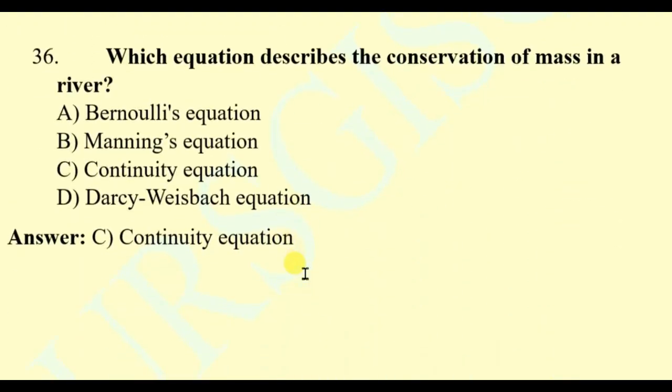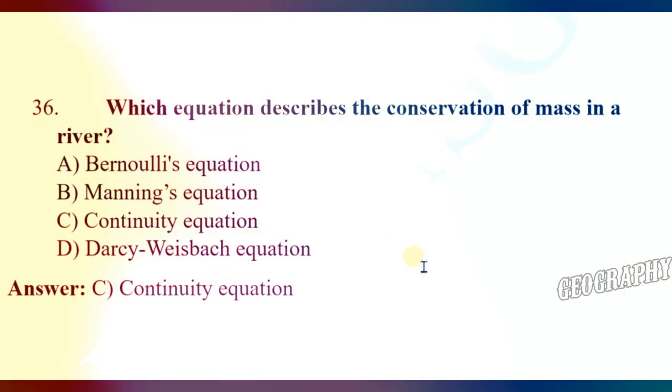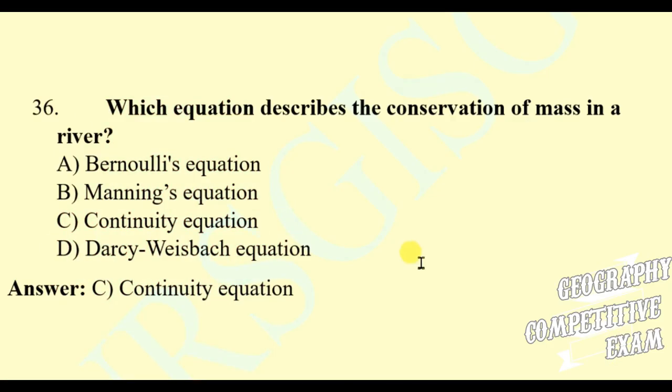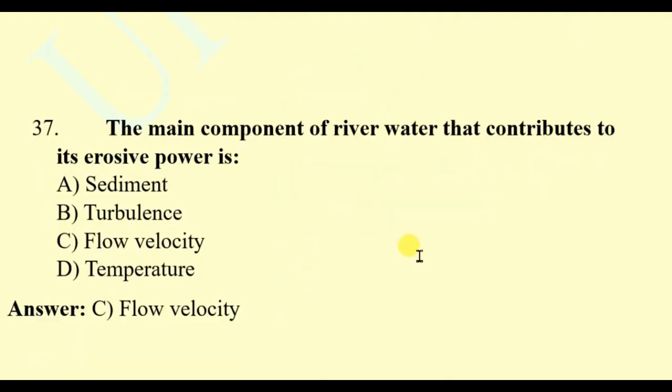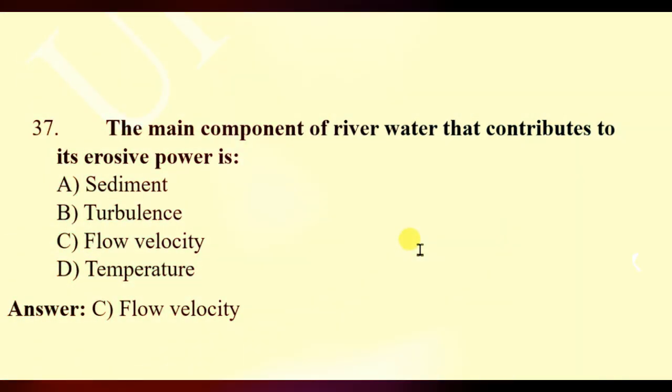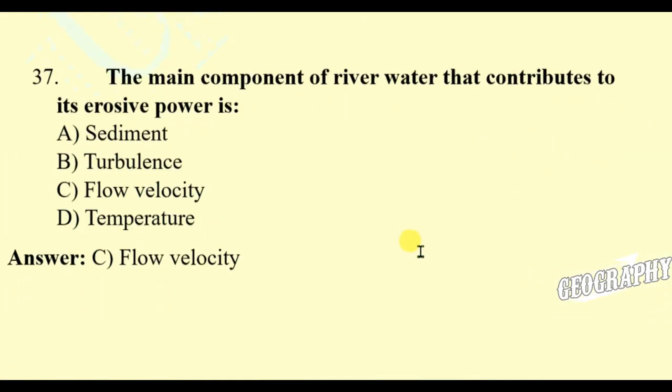Question 36. Which equation describes the conservation of mass in a river? Bernoulli's equation, Manning's equation, continuity equation, Darcy-Weisbach equation. Here the right answer will be continuity equation. Question 37. The main component of river water that contributes to its erosive power is sediment, turbulence, flow velocity, temperature. Here the correct answer will be flow velocity. The main component of river water that contributes to its erosive power is flow velocity.